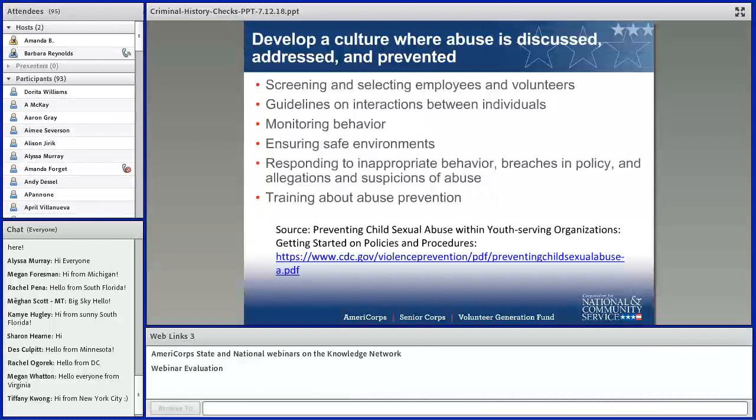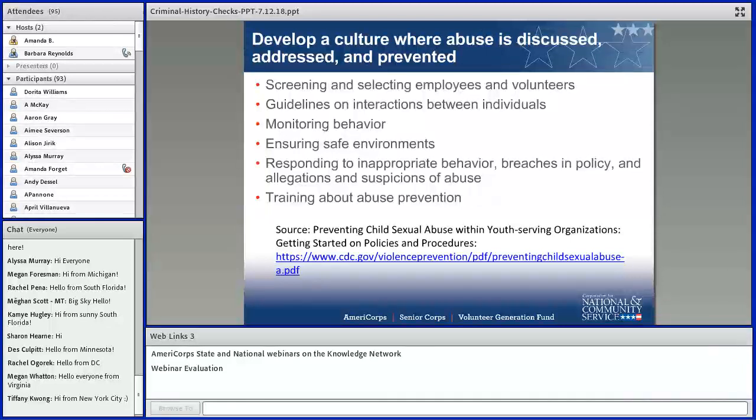You can find it there at the bottom. And this is just an example. This isn't a requirement, but it's somewhere to get you started on thinking about how you protect your communities. You can see this CDC example has a 6-step program. It recommends you screen and select employees and volunteers, and set guidelines on interactions. How do you monitor people? How do you ensure a safe environment? Training?